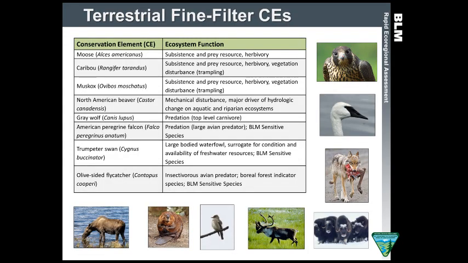There you go. Okay. So just as a review, there are 8 terrestrial fine filter conservation elements: moose, caribou, muskox, beaver, wolf, American peregrine falcon. I still can never get that one out. Trumpeter swan and olive-sided flycatcher.